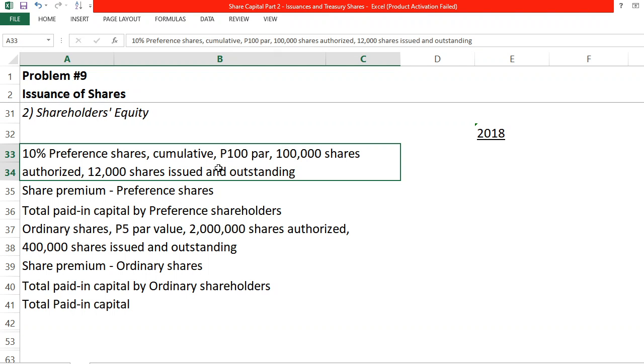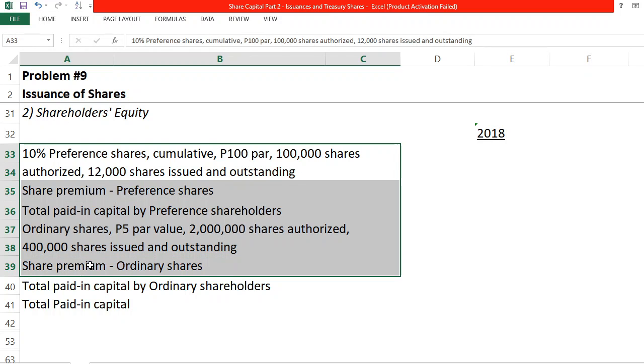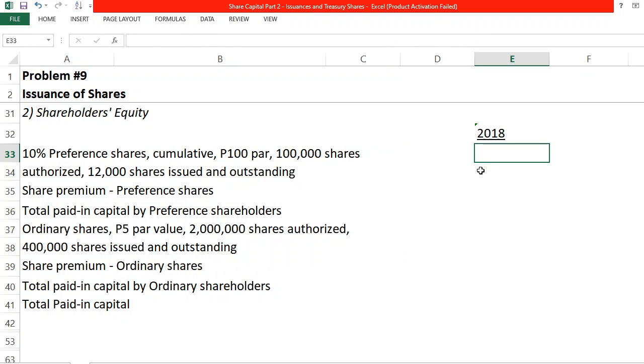So I have here, first, these components of the shareholders' equity section: preference shares at par, share premium preference, ordinary shares at par, share premium ordinary, subscribed OS or subscribed PS at par, minus subscriptions receivable, minus treasury stocks. In this problem, this is all that we have. We don't have treasury transactions yet.